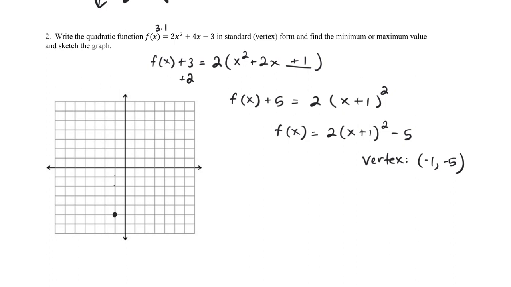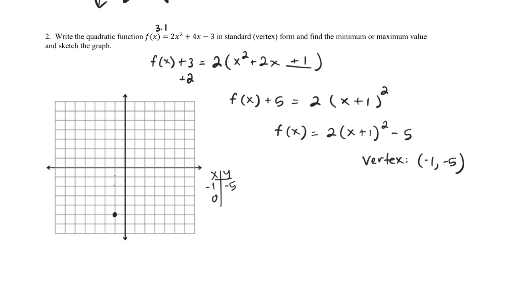And from here, what I suggested in class is just make a table of values. We already know that -1, -5, that's our vertex, is one of the points. We need 2 other points. We have to have a total of 3 points. I'm going to do x values that are around where the vertex is, like x equals 0.